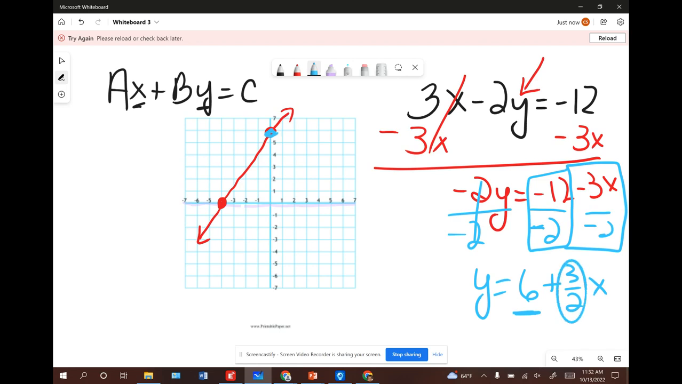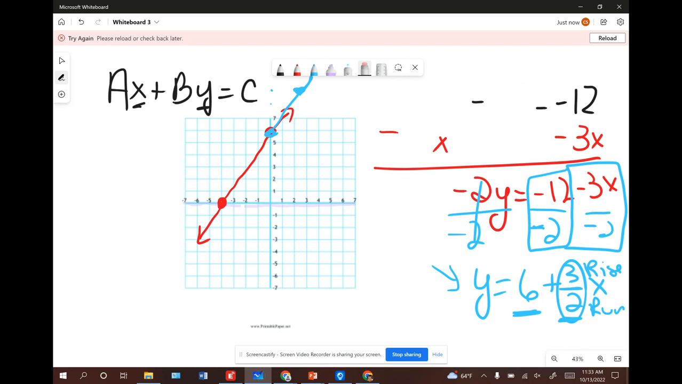And then use my slope, rise over run, to move through the graph. My slope, my rise is 3. So I would go up 3: 1, 2, 3. We're going to go a little bit off the graph. And we're going to run 2: 1, 2. And then the next point is there. You'll notice it continues on that line. So that's how I could do it. I could solve for y and then use my y-intercept and my slope, my rise over run, to move through it. Or I could find the intercepts.